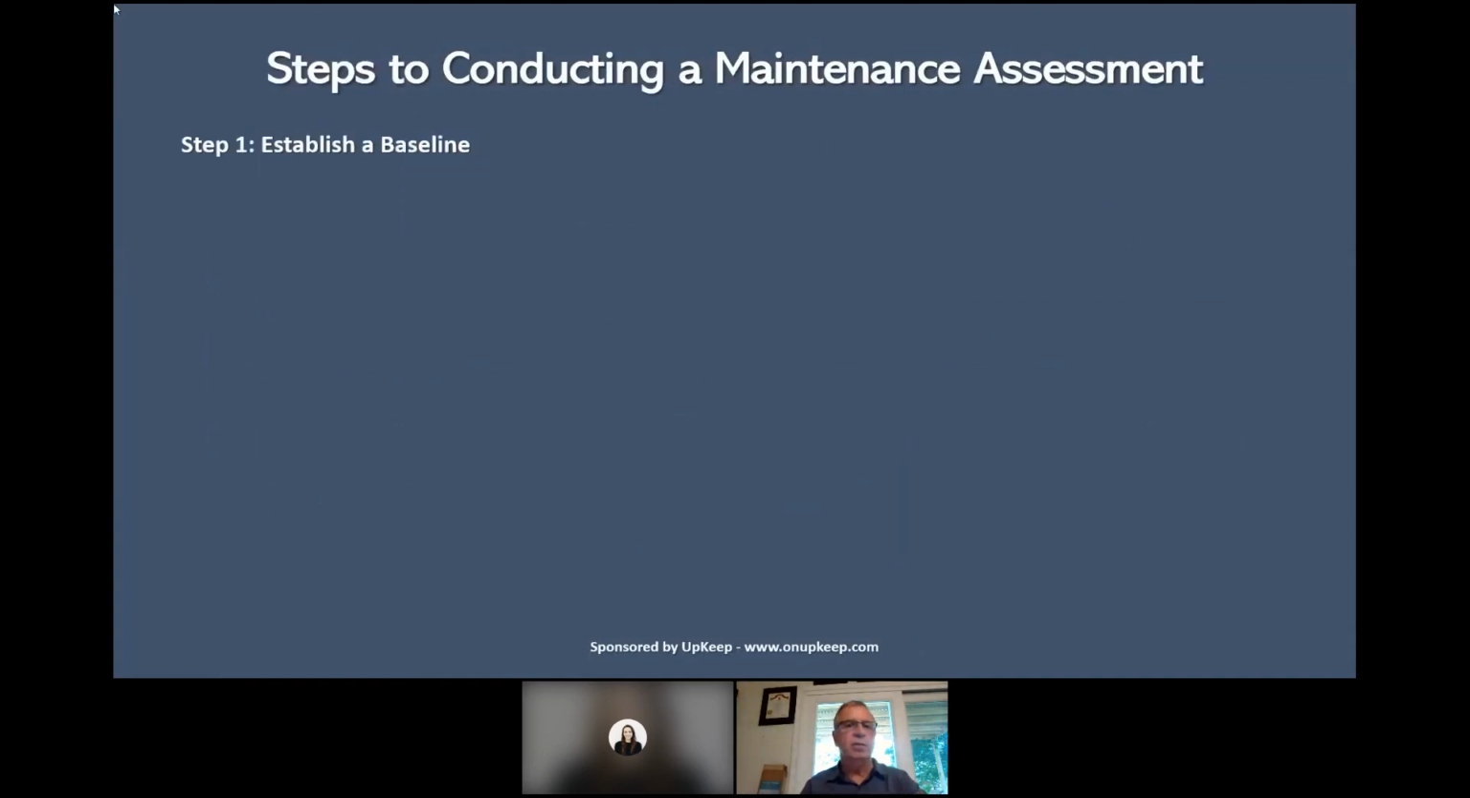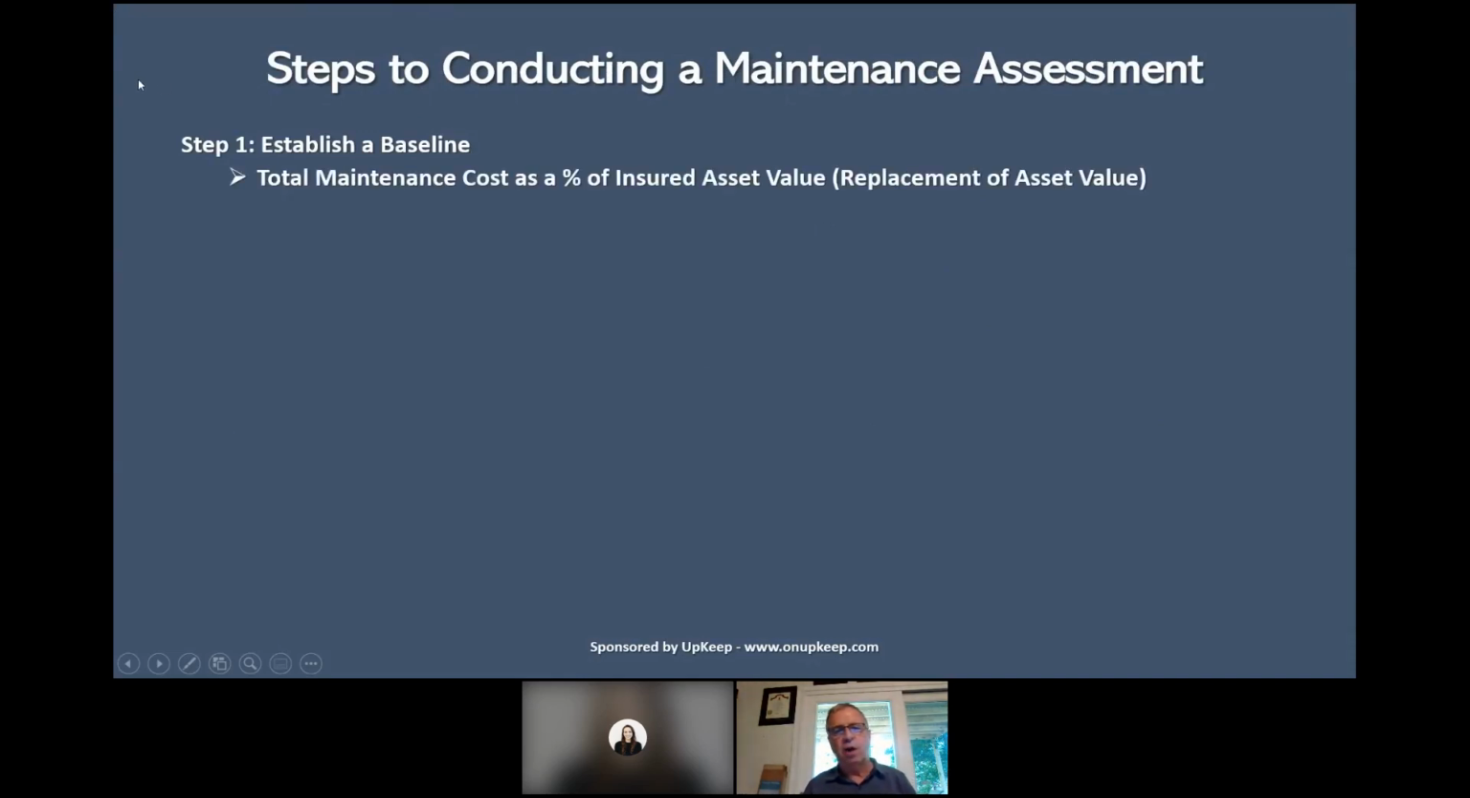So the steps to continue conducting a maintenance assessment: establish a baseline. Total cost as a percent of insured asset value, also called replacement asset value. The definition of replacement asset value is, what is the cost to replace the plant, the utilities, the parking lot, everything? What does that cost? It's not a real good way to do it. I use the insured value.